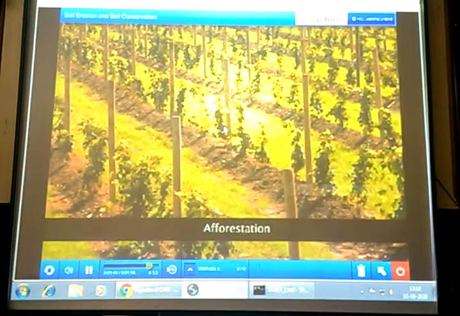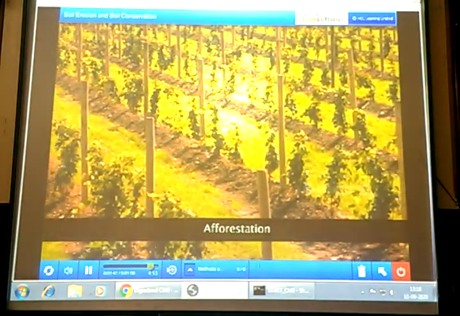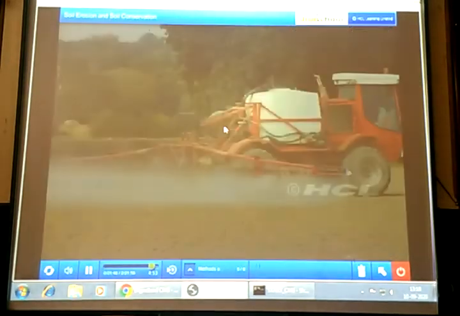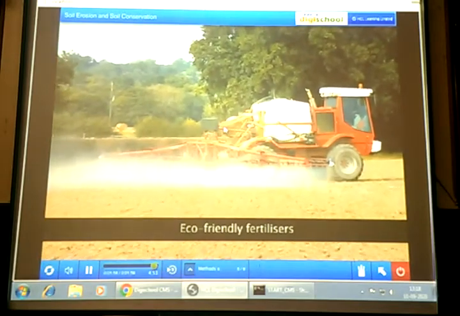Afforestation, or planting of trees on a large scale, is an effective method of soil conservation. Use of eco-friendly fertilizers also helps in soil conservation.